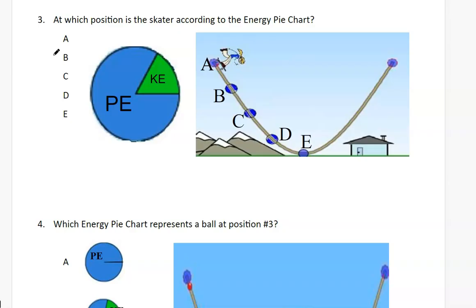And then by the time they got to E, this is the bottom of the track, there would be no gravitational potential energy, no blue in the circle, and we would expect a fully green circle because all of the energy would be in the form of kinetic energy as the skater is moving at their maximum speed. Well, which one of these matches this particular pie chart? It's B. B has a lot of gravitational potential energy and a little bit of kinetic.